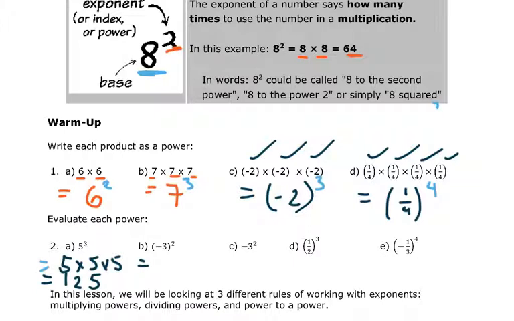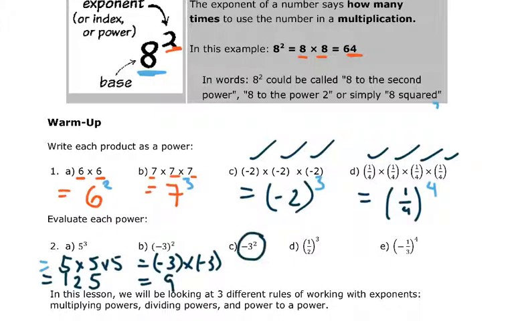So what's inside the bracket? A negative and a 3. So we're going to multiply -3 by -3. And we know a negative and a negative make a positive. 3 times 3 is 9, so the answer is positive 9. Let's look at the next one here.